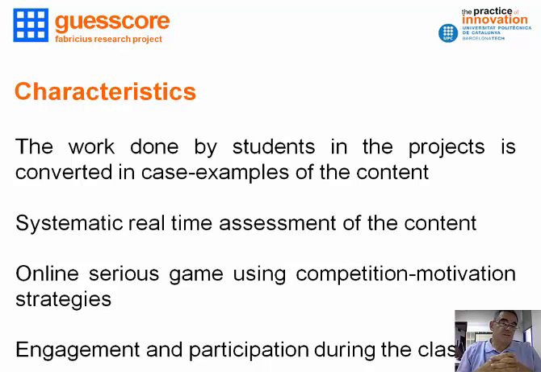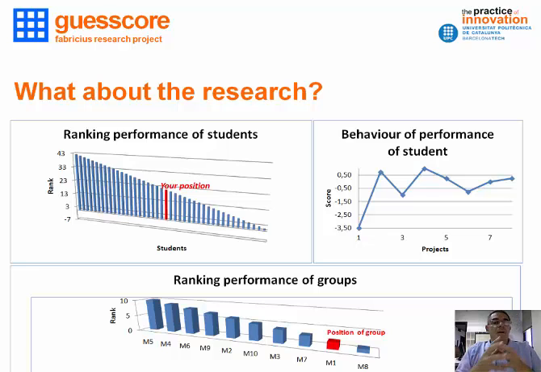Second characteristic is that there is a systematic real-time assessment of the content. We get approximately between 20 and 30 scores in each class for each student. There is an online serious game that uses competition motivation strategies. So these may help, this is the last characteristic, to engage and promote the participation during the class of all the students. These are the main characteristics of the project.